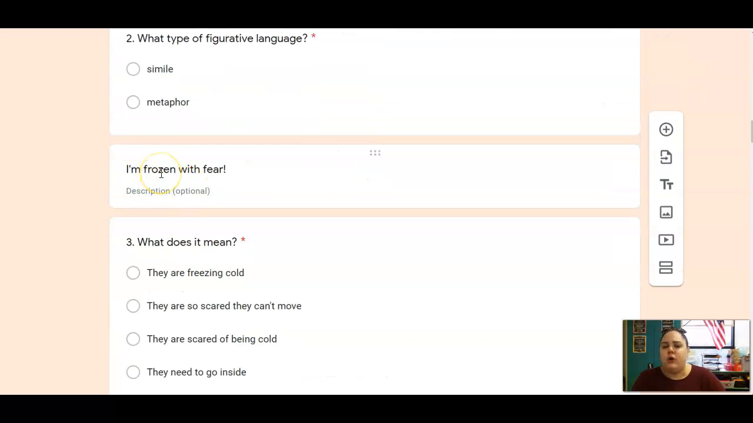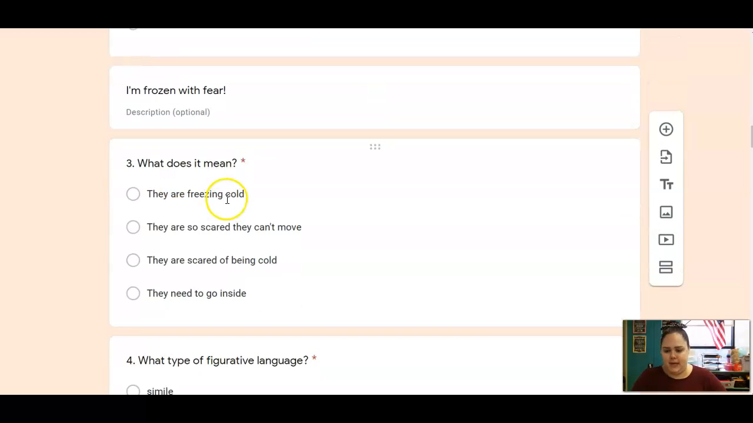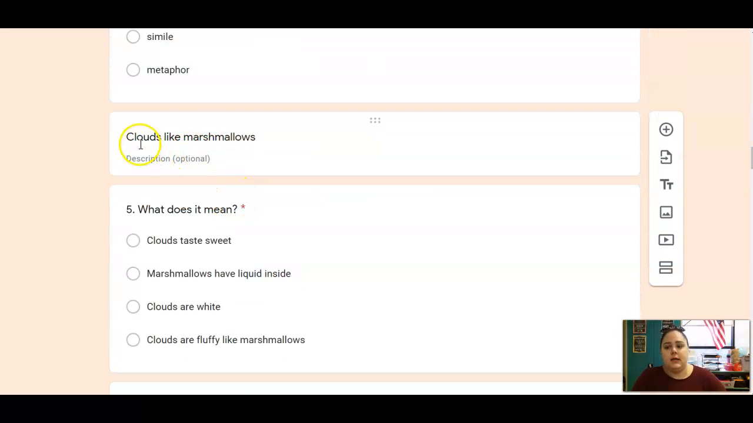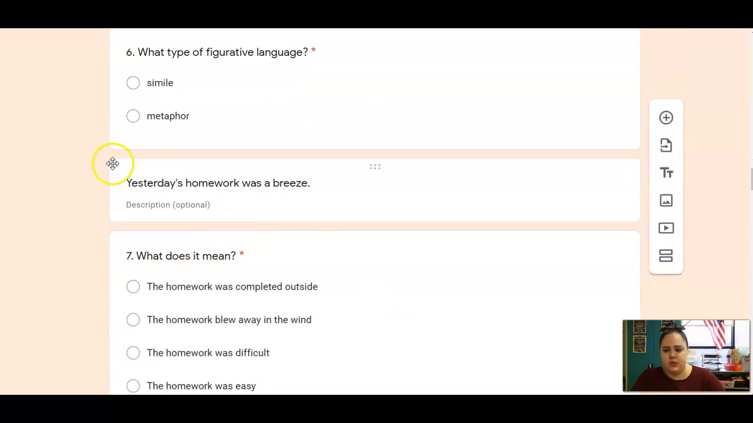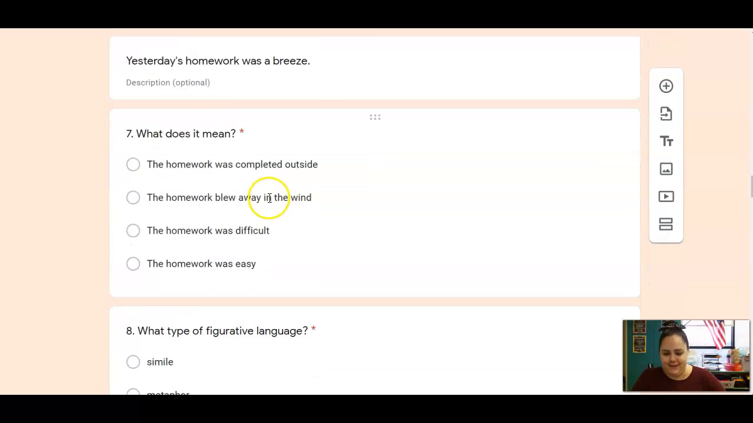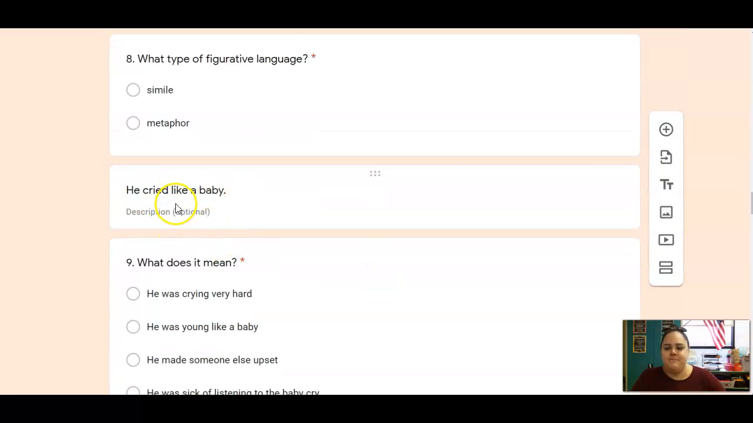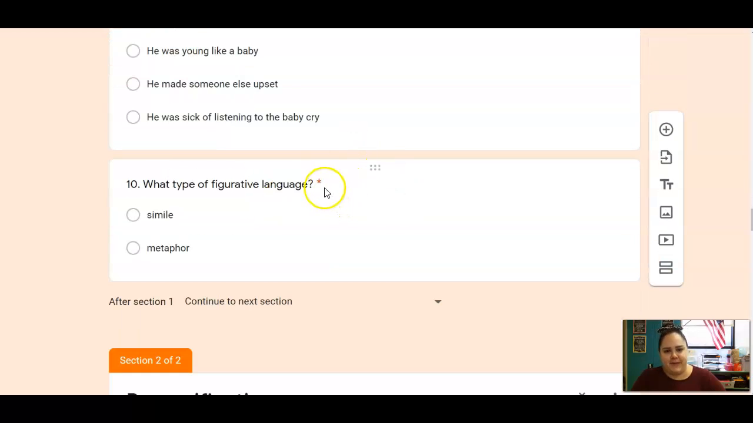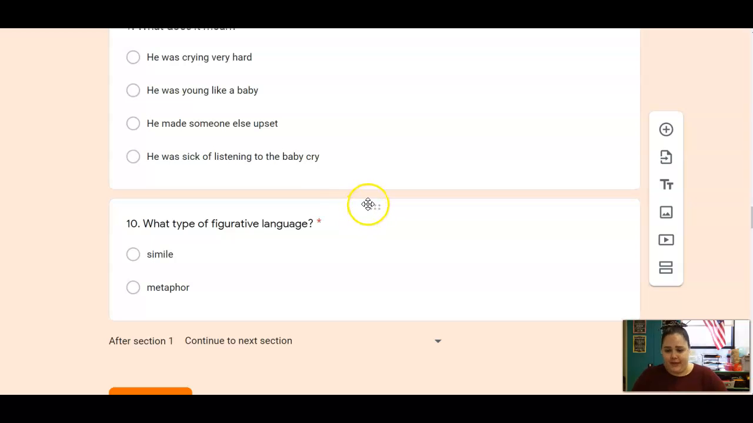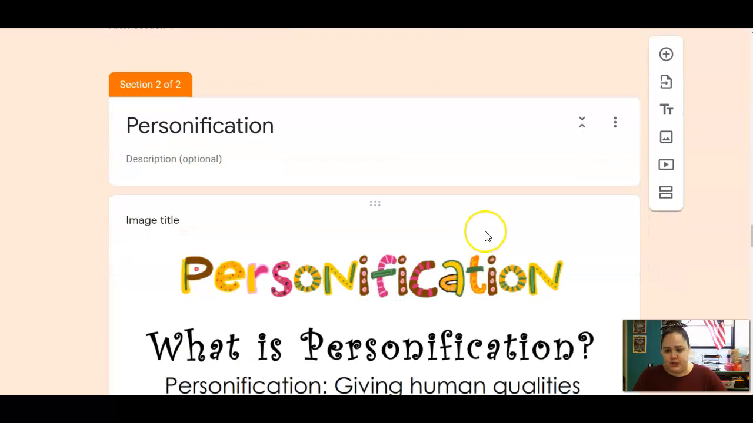Next one, I'm frozen with fear. What does it mean? What type? Clouds like marshmallows. Think about what marshmallows look like, what they feel like. What does it mean? What type of figurative language? Yesterday's homework was a breeze. What does it mean? What type of figurative language? He cried like a baby. What does it mean? What type of figurative language?